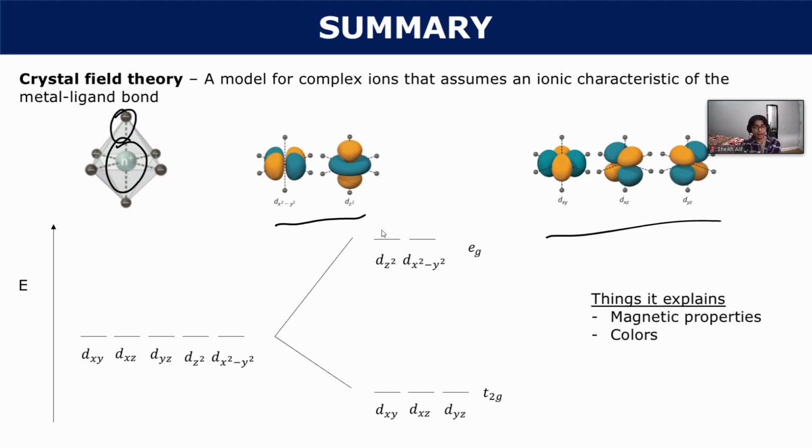Things that crystal field theory helps to explain are certain magnetic properties, which I didn't explain, but it also explains colors of certain solutions, which we saw was due to the excitation of an electron and then it coming back down to its ground state or a lower energy level.